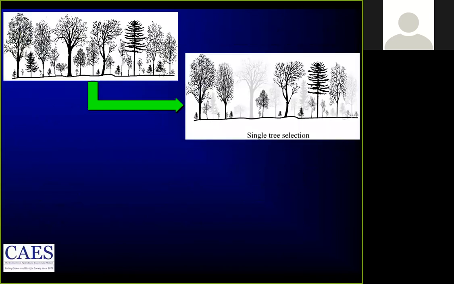So what happens if you do it right when you're doing a selection harvest? If we look in the upper left, we can see there's my drawing of what a forest is after a selection harvest. You're trying to cut some of the largest trees, but you're also tending in the smaller diameter classes to provide growing space for new trees to come in and to maintain that diameter distribution you want.